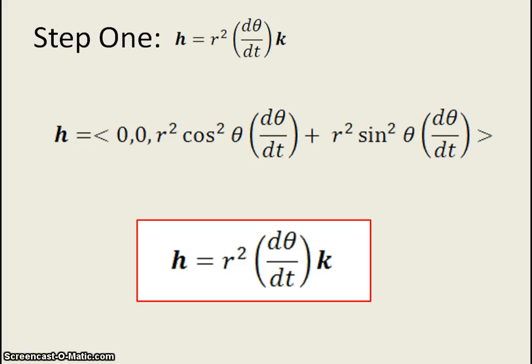Okay, so once you perform the r cross v, which equals h, you get this whole expression, and then once you simplify the z coordinate, you can say that the h vector equals r squared d theta with respect to dt in the k hat direction.